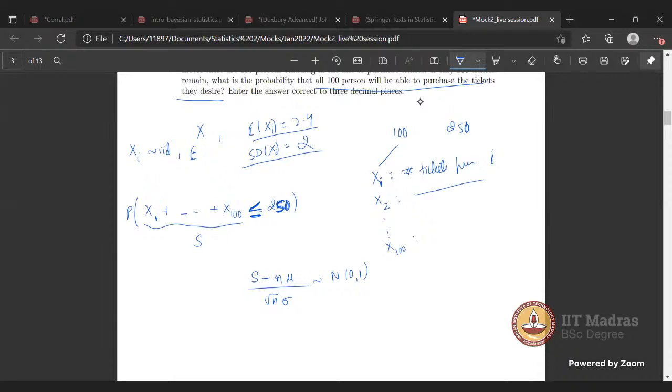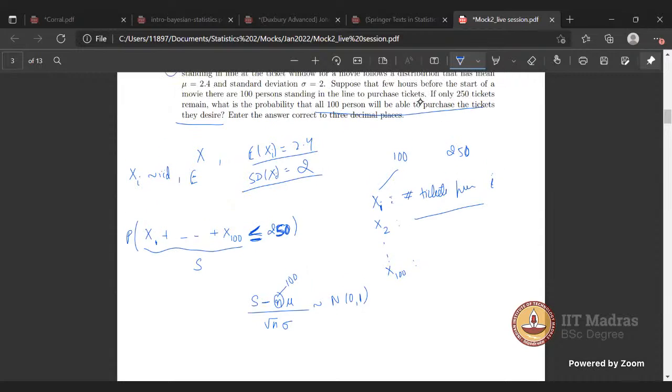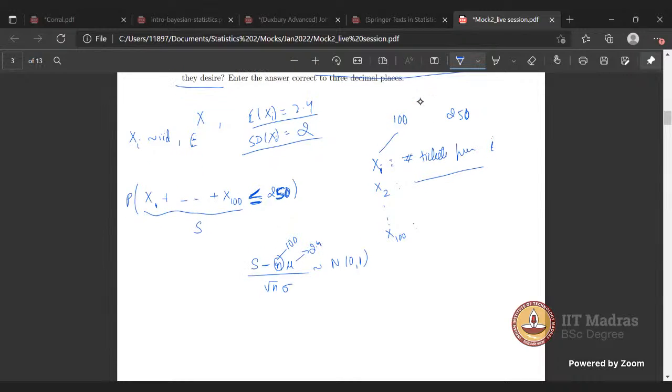So what is our n here? It is 100. What is mu here? Mu is the expectation of each of the xi, and that is given to be 2.4. What is sigma? It is again the standard deviation of each of the xi, that is 2.